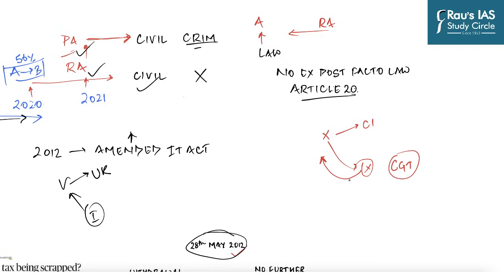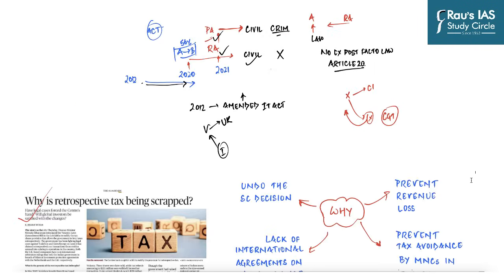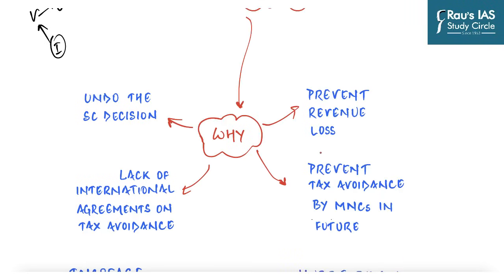Now, based upon this amendment, the IT department had slapped notices on a number of foreign companies, including Vodafone and Cairn Energy. Now, the obvious question in all of this is, why did the government do such an anti-business or anti-economic amendment? There are four major reasons behind the government taking such a step.